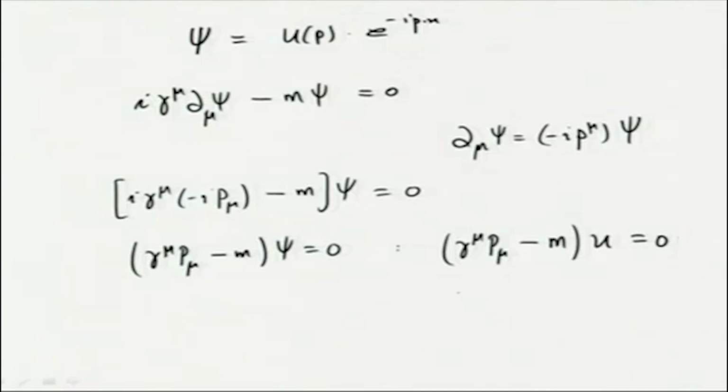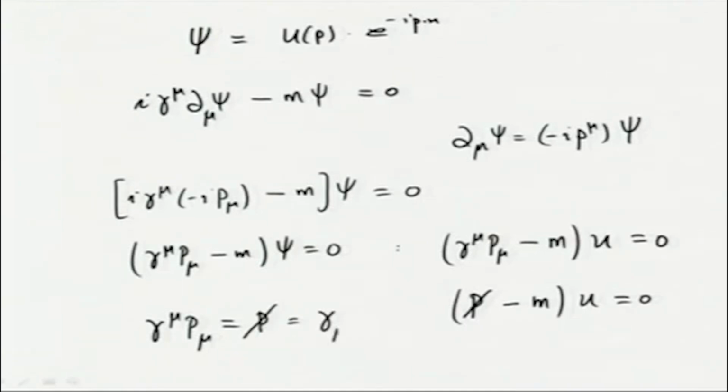For short, I will denote gamma mu p mu as p slash. This is just a notation. Meaning is the dot product of gamma mu with p mu. It is also equal to contravariant p and covariant gamma, the same. With this notation, we have the Dirac equation for the plane wave solutions as p slash minus m u equal to 0. So, for free particles, we can actually consider this as the Dirac equation.